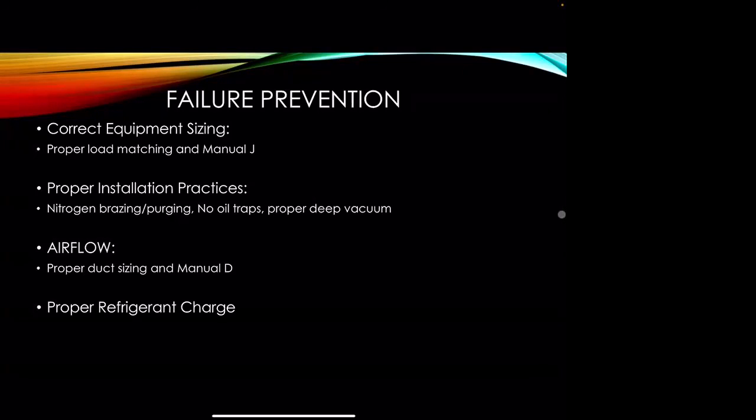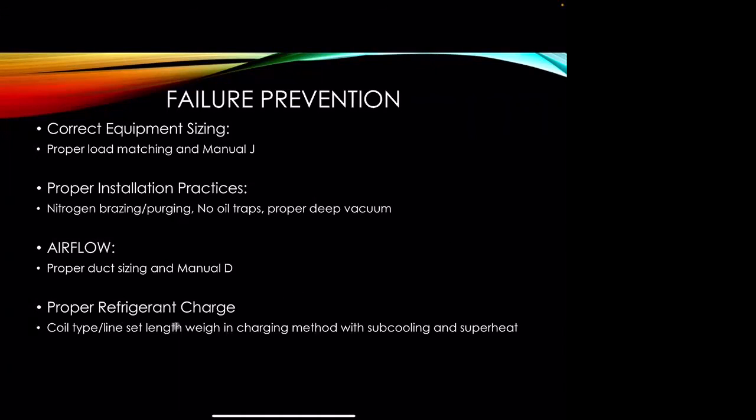Improper refrigerant charge. The coil, type, line set. How do we figure out how much additional refrigerant we need in it? We weigh it in with the weigh-in method. And then, of course, what we do is we validate and verify with superheat and subcool.